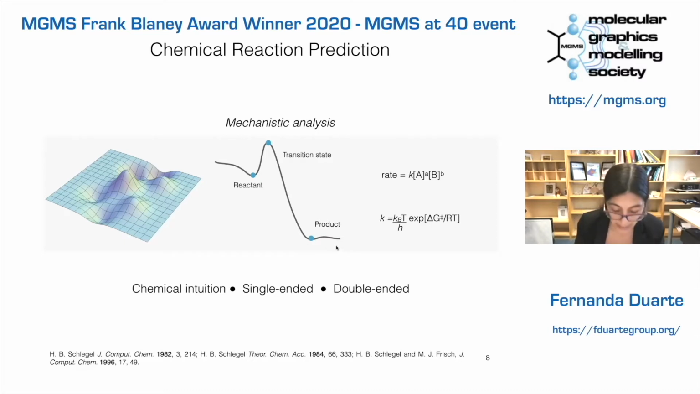And usually the way that people have been doing that for the last 40 years has been mostly divided into three main approaches that we classify. Chemical intuition, where you have tried so many different transition states that you have in the back of your head the different values that you expect. The single-ended method, where you only provide information of the reactant and then you proceed, or the double-ended method, when you provide information of the reactant and the product.